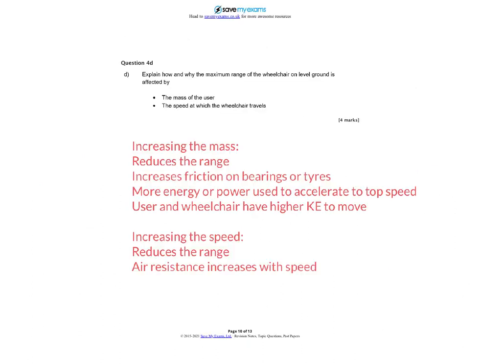For question 4D, explain how and why the maximum range of the wheelchair on level ground is affected by the mass and the speed at which the wheelchair travels. So when you're talking about the mass, if we increase the mass, we're going to reduce the range of motion. It increases the friction on bearings or tyres. More energy or power is used to accelerate to get to the top speed. And the user in the wheelchair have a higher kinetic energy needed to move. And if we increase the speed, we're going to reduce the range, and also air resistance increases with speed.